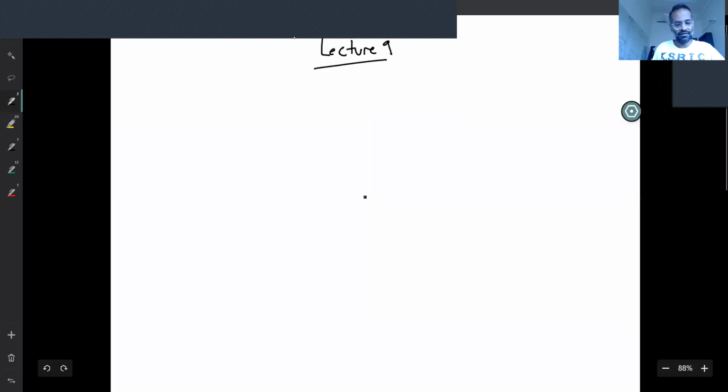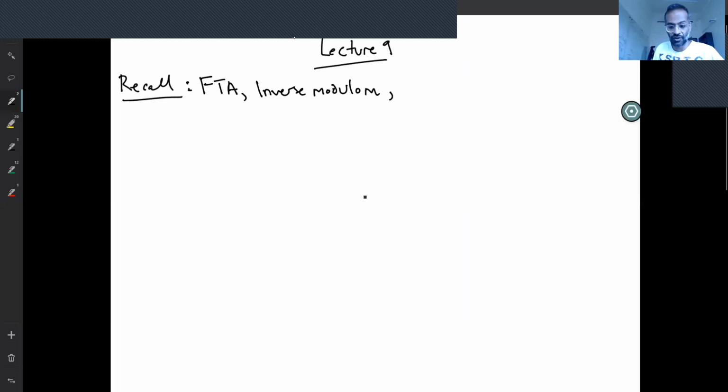So lecture 9. And so last time, what did we do? Well, we continued our discussion of number theory. And last time we finished proving the fundamental theorem of algebra. And then we started talking about division modulo m, so the notion of an inverse modulo m. And then we looked at the special case of inverses modulo a prime, which led to Fermat's little theorem.